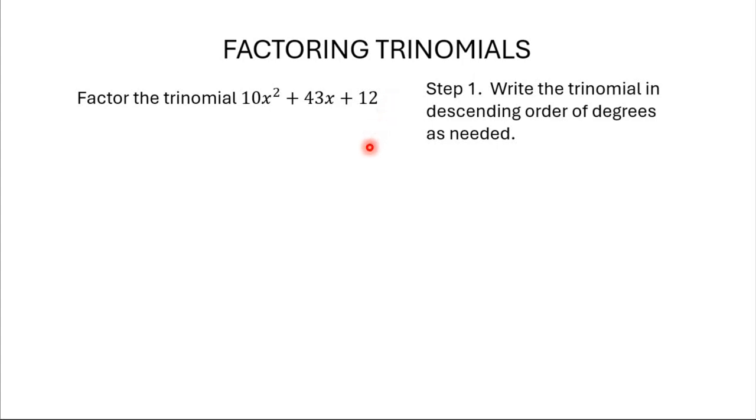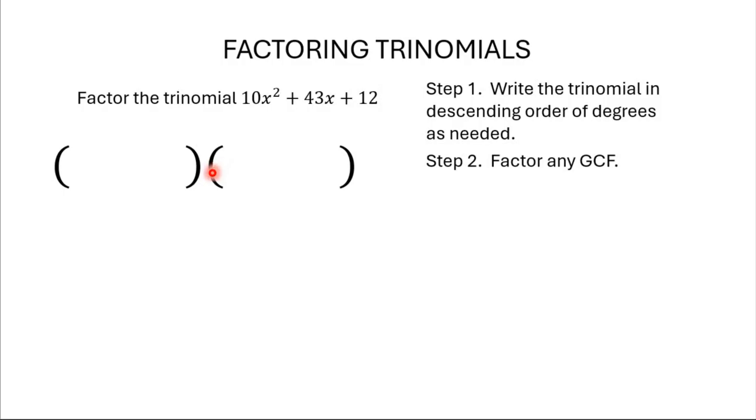The next step, I want to factor out any GCF. Well, the only numerical factor common to 10, 43, and 12 is 1. And the smallest power of x is x to the 0, which is also 1. So the greatest common factor here is 1. Whenever the greatest common factor is 1, it means we're not going to have any monomial factors. So we can assume that we're going to get two binomial factors. So I'm going to be looking for two binomial factors.